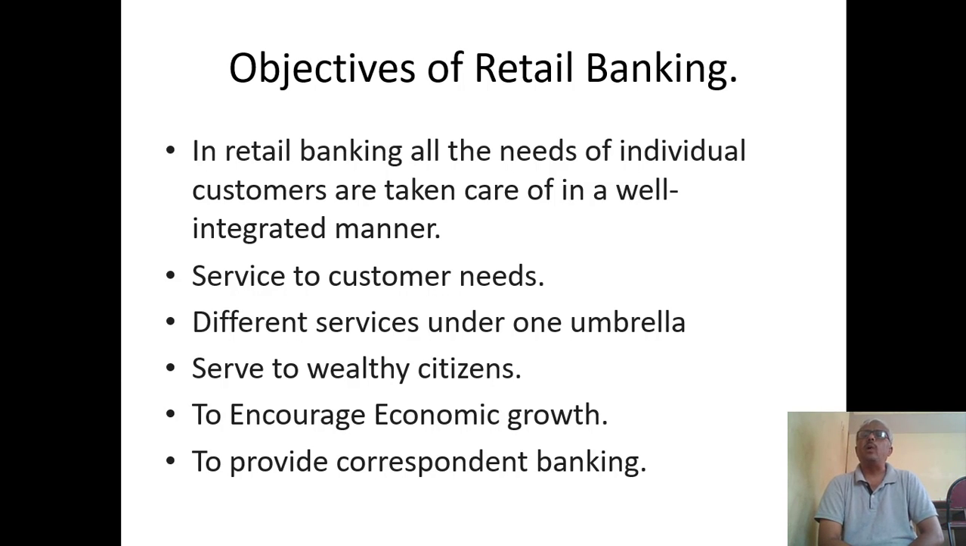Different services under one umbrella, which means when a customer goes to a bank, whatever facility he wants, suppose an internet facility on his account, a debit card facility, a credit card facility, an insurance facility, all the services for his personal account are provided. So we can say that it is one of the important objectives of this retail banking system.